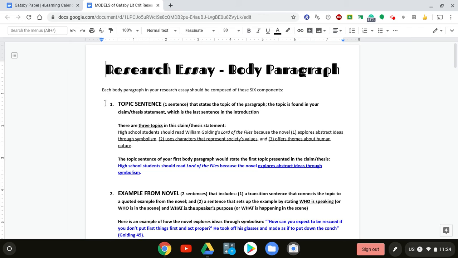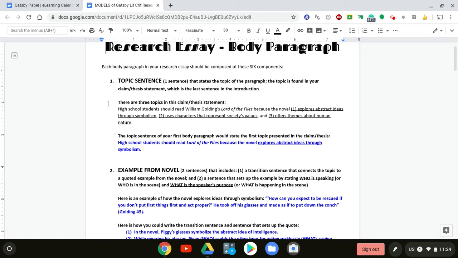All right, so first thing you want to do is you want to start with your topic sentence. So if you remember, you have 3 topics within your thesis or your claim statement. And so you want to focus on the first one that is listed in your claim. You want to keep your body paragraphs in the order that you have listed the topics. So for this example, we're going to talk about the symbolism, where Lord of the Flies should be read because it explores abstract ideas through symbolism.